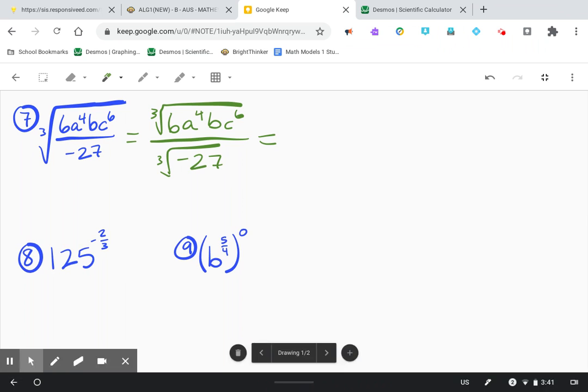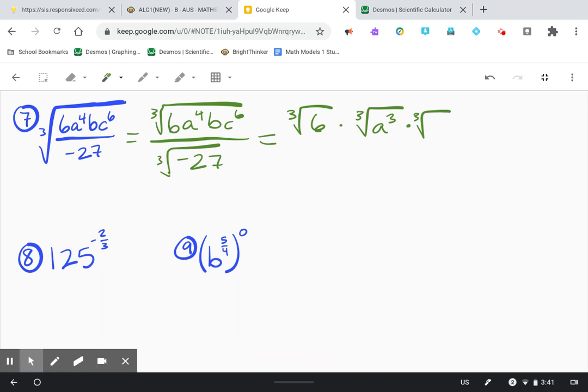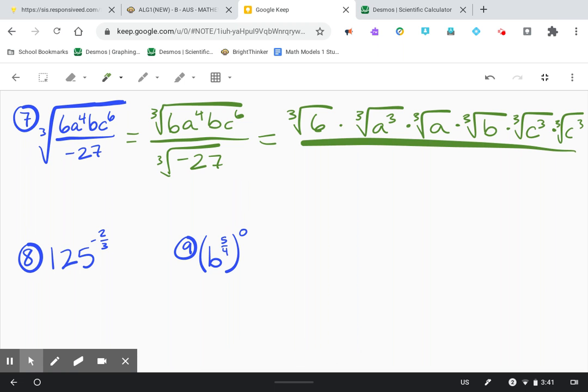So we have the cube root of 6 times the cube root of a to the 3rd times the cube root of a. So I broke up a to the 4th into 2 so that I would have 1 with a 3. I have the cube root of b, and then I have 2 cube root of c to the 3rd. And then on the bottom, I still have the cube root of negative 27.